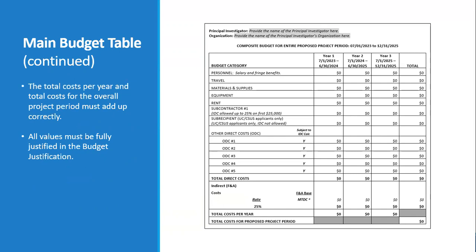And again, we know that some applicants will be preparing these numbers using different software. So once you've transferred them into this budget table, please double check them and make sure that they're still accurate. And then all values that are entered in this table must be fully justified in the budget justification. And we'll talk a lot more about the budget justification after we get through talking about this table. But the budget justification essentially breaks down each of these categories and describes the purpose of each of these costs line by line.